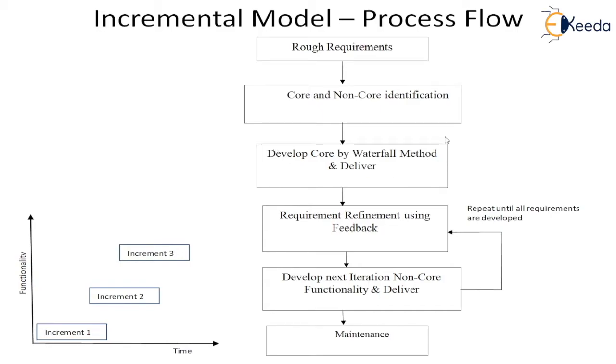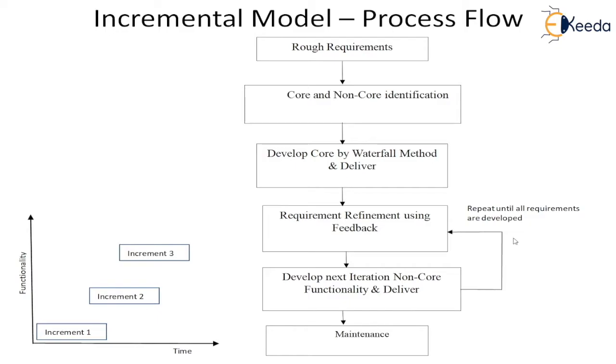Once this is done, when we deliver it, it goes to the user. The user makes it operational. Once they make it operational, they will provide feedback for the requirement refinement, and they will also decide what will go into the next increment. So the requirement of the next increment will get frozen. Once this is frozen, then we will develop the next increment, which will have the non-core functionality, and we will deliver that to the user. Again, the feedback will come and some more non-core functionality will get added, and this requirement will get frozen, and the next iteration will be developed.